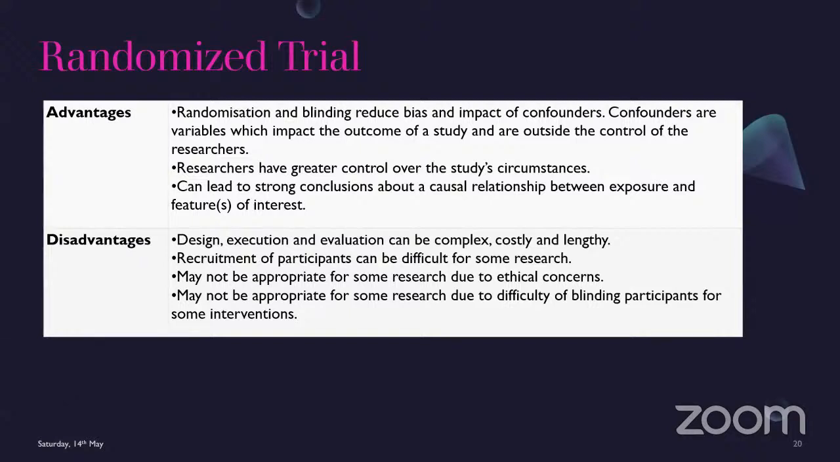Randomized trials are advantageous in that randomization and blinding reduce bias and the impact of confounders. Confounders are variables which impact the outcome of a study and are outside the control of the researchers. Researchers have greater control over the study circumstances. They can lead to a strong conclusion. This gives a strong answer about a causal relation between an exposure and features of interest. So it is a very good trial.